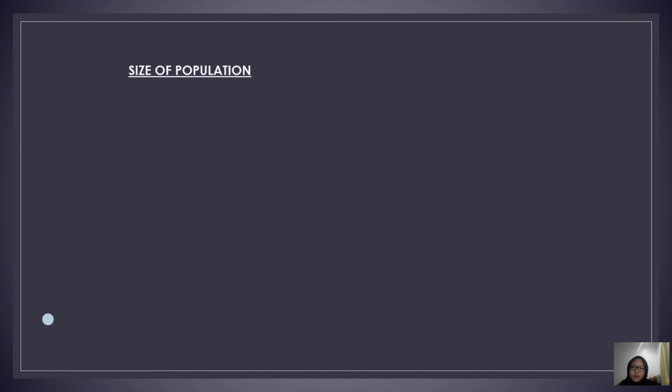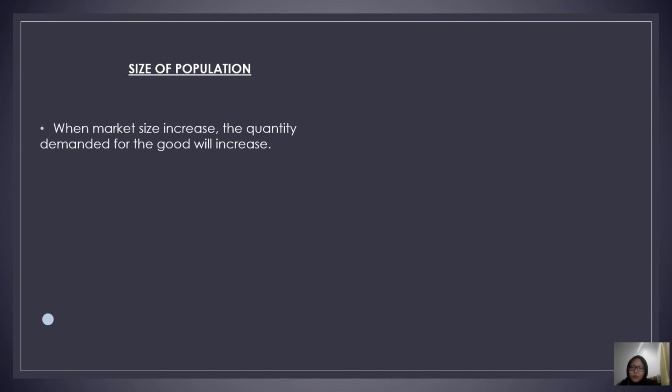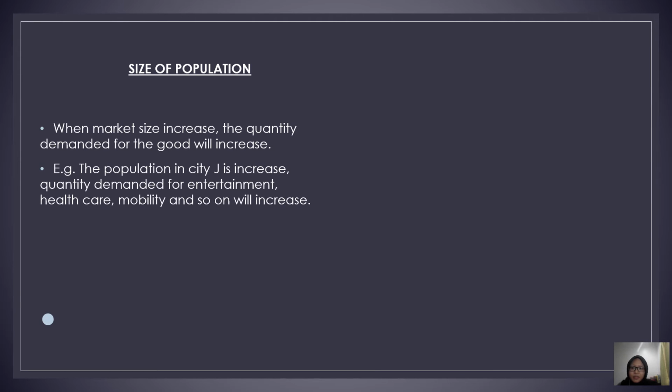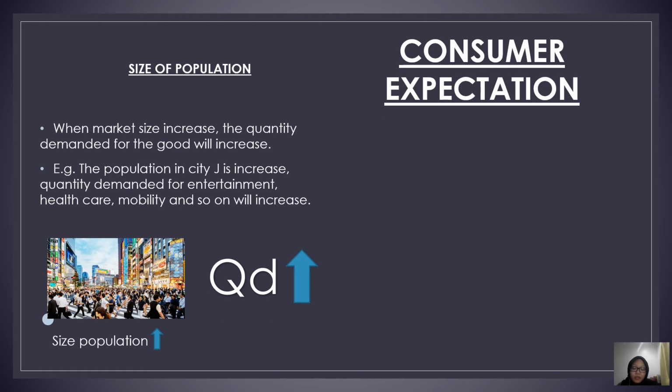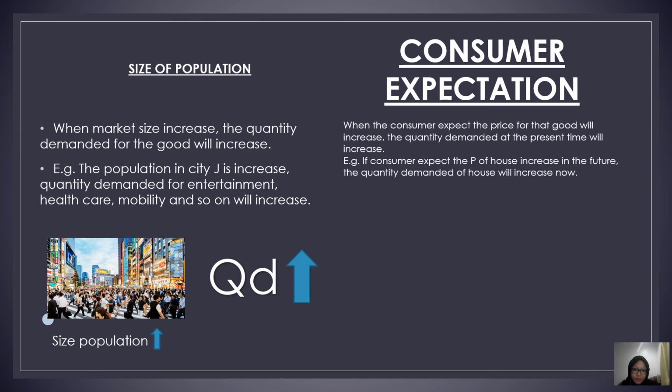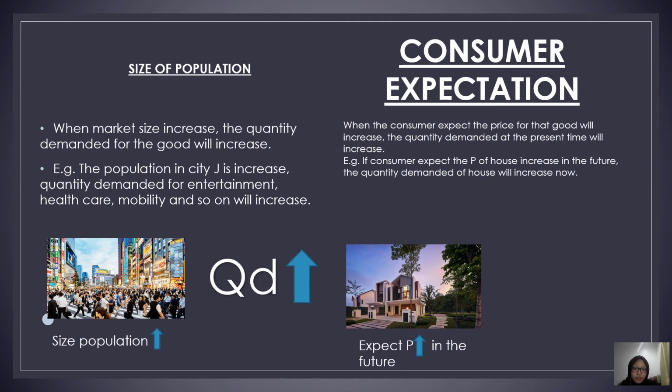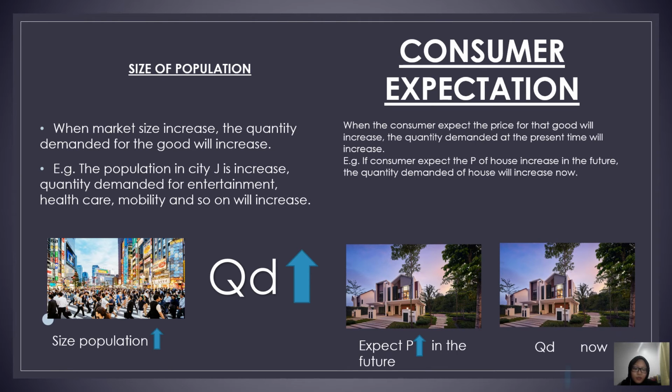Okay, next we go to the size of population. When market size increases, the quantity demanded for the good will increase. For example, if the population in City J increases, quantity demanded for entertainment, healthcare, mobility, and so on will increase too. Next, we have consumer expectation. When the consumer expects the price of that good to increase, the quantity demanded at the present time will increase. For example, if consumers expect the price of houses to increase in the future, the quantity demanded of houses will increase now.